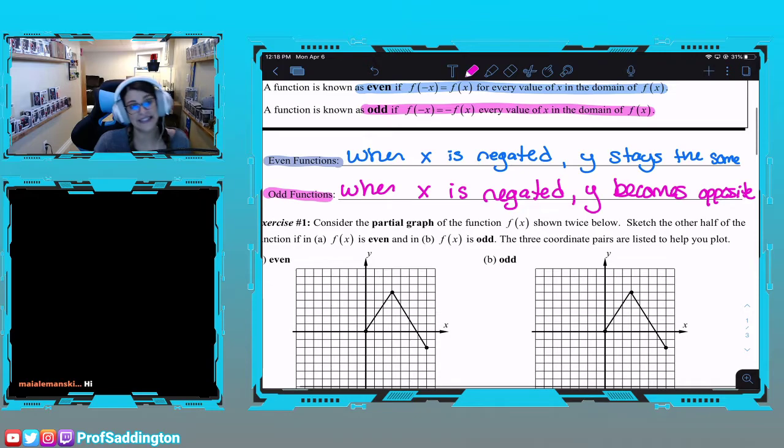We're just going over what an even function is and what an odd function is. So those are the formal definitions in the box, but I like to write my own definition below. All right.